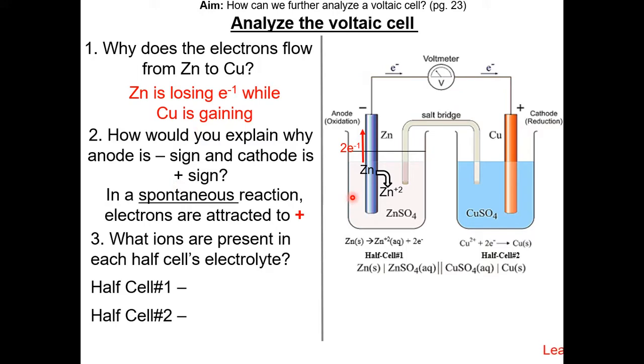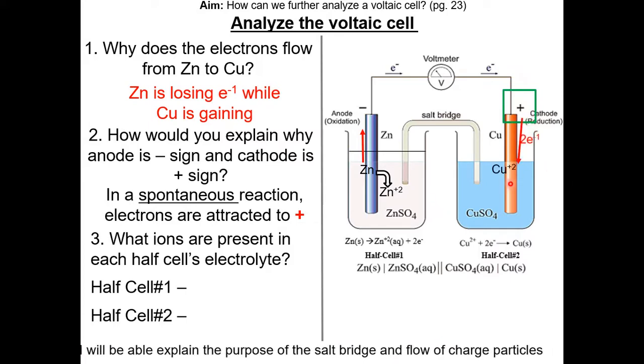In summary, since the redox reaction is spontaneous in a Voltaic cell, the electrons are attracted to the positive cathode. They will travel through the wire to reach the cathode. At the cathode, zinc ion is reduced to zinc solid.